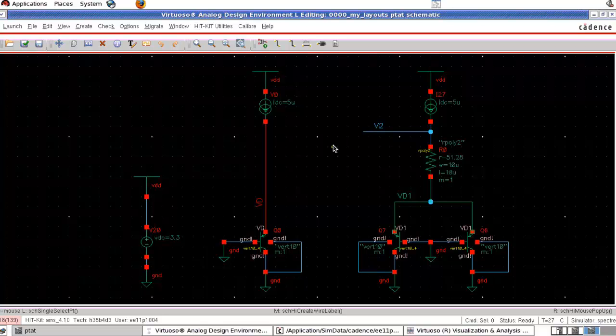To get that, VT is 26 millivolt into ln n, which is ln of 2, divided by the 5 microampere I need. So that gives me a 3.6 kilo ohm resistor. So if we put a 3.6 kilo ohm resistor, our current will be approximately equal to 5 microampere. So I am putting that value.